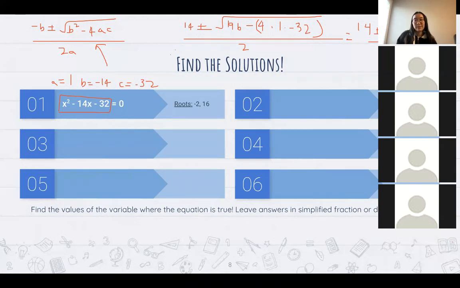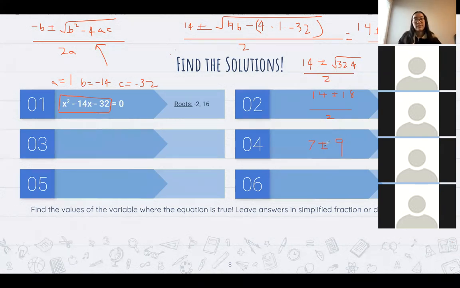Thank you for that. So we've got to be careful about our negatives. So 196 plus 128 gets you 324. Okay, so that makes a lot more sense. Now, the square root of 324 is 18. So we have 14 plus or minus 18 and everything divided by 2. We can go ahead and divide everything by 2 first. So that would just be 7 plus or minus 9.